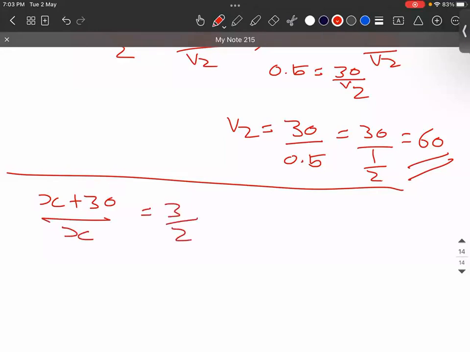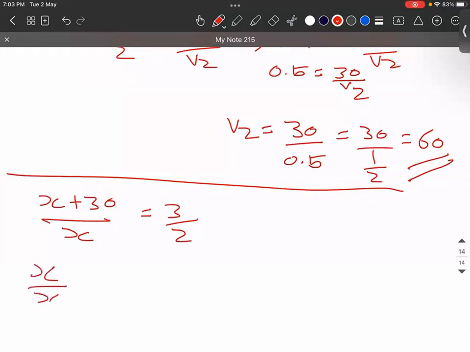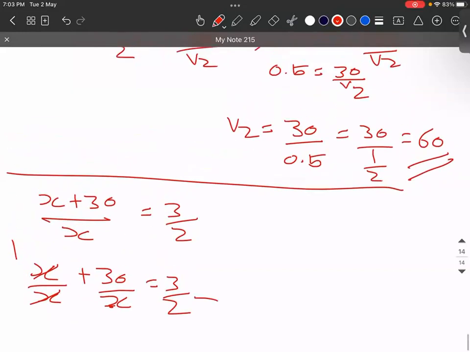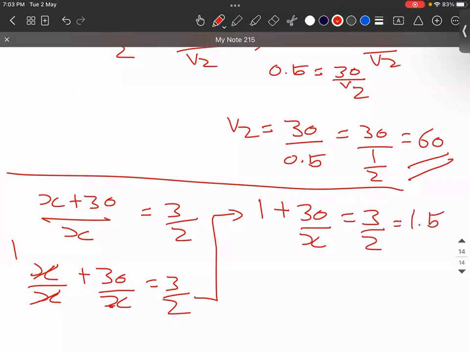So what you're going to do now is this is the denominator, this is the denominator, this also. It's just solvable. I can write this as X by X plus 30 by X is equal to 3 by 2. Correct? What is X by X? 1. Let me write this out here. So it's going to be 1 plus 30 by X is equal to 3 by 2. What is 3 by 2? 1.5, right? 3 by 2 is 1.5.